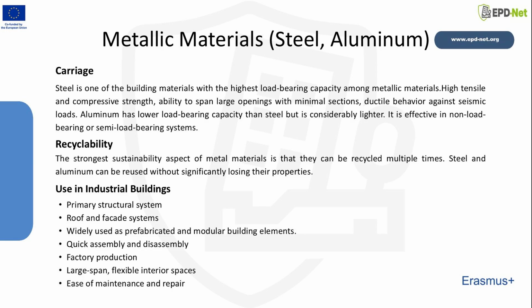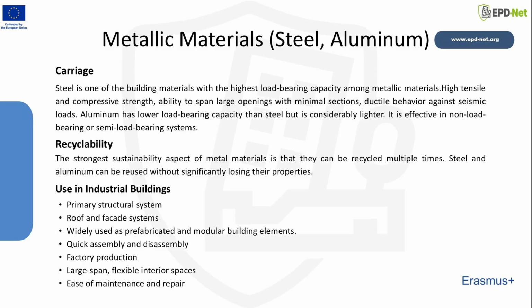Metallic materials play a central role in contemporary structural systems. Steel has high tensile and compressive strength, allowing large spans with minimal cross-sections. Its ductile behavior under seismic loads enhances disaster resilience. Aluminum is lighter than steel and highly resistant to corrosion. It is frequently used in facade systems and secondary structures.